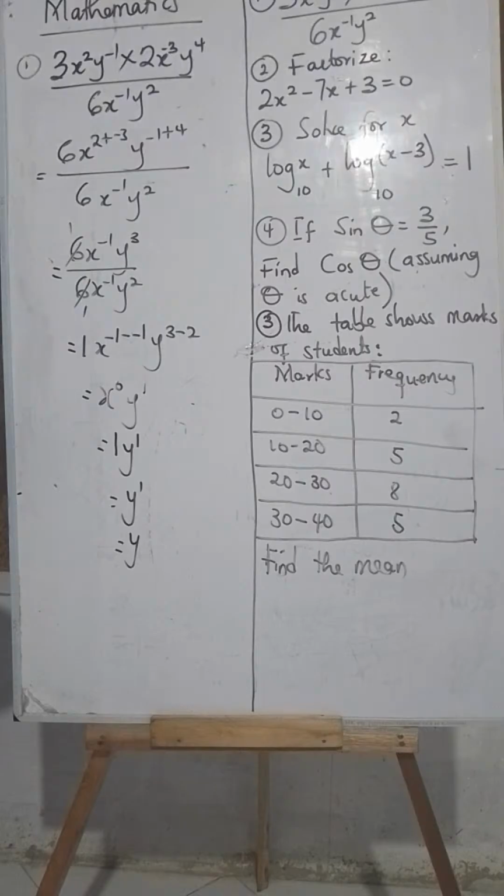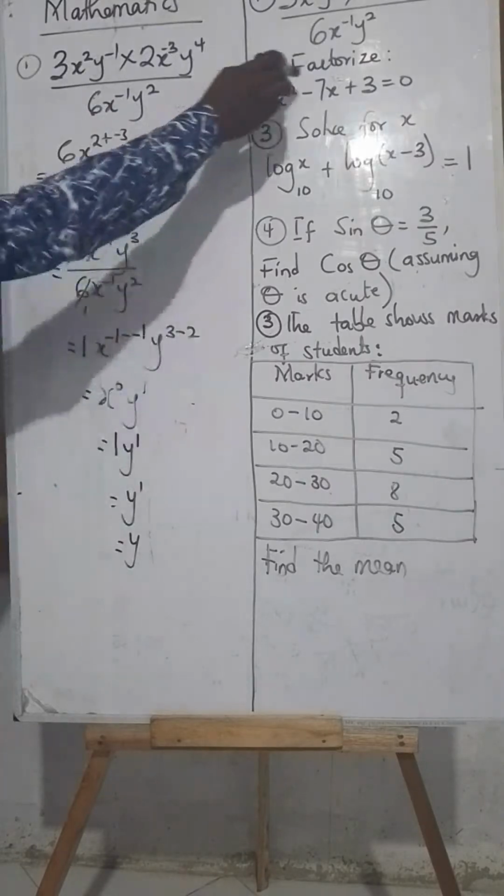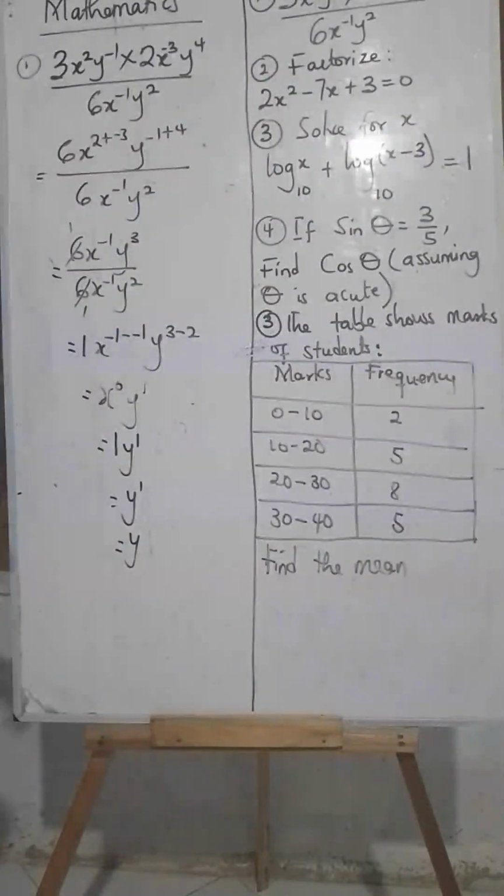Right. Good. Then I want to move to the factorization. We can also try it. We have 2x squared minus 7x plus 3 equal to 0. I want to factorize this quadratic equation here. Can tell us your comment.